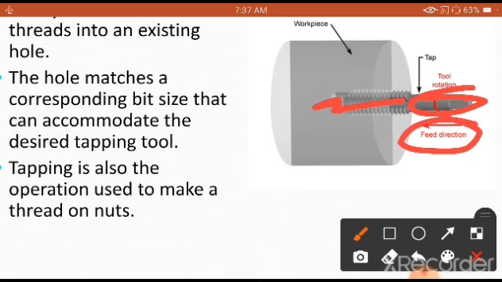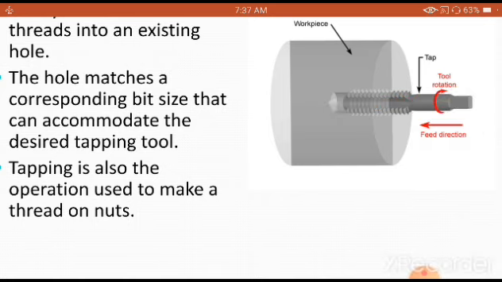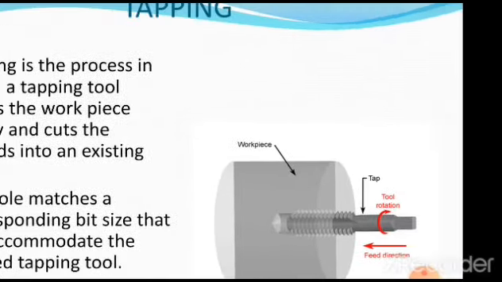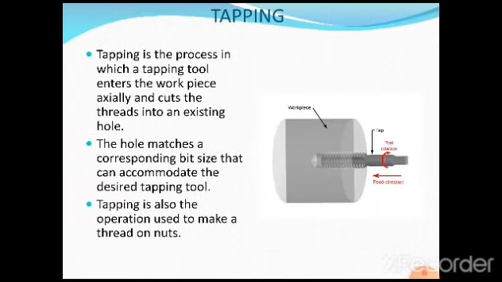Feed, this is the feed direction. As usual the workpiece is rotated, and the tool used is called a tap. Remember, the tool is rotated in this direction. The direction of rotation is shown there, and at the same time a feed is given. As it is fed, internal thread cutting is produced in a previously drilled hole. That operation we call tapping.